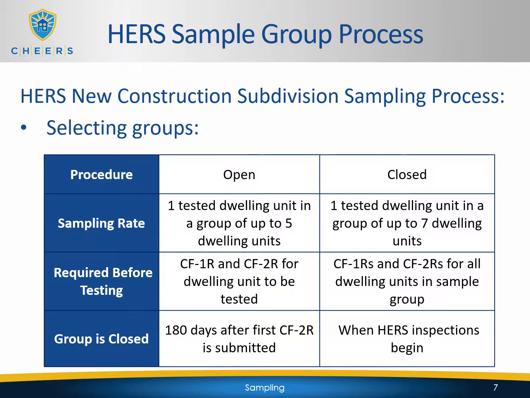Now for closed groups, you cannot add any additional. You can't start off with 5 homes where you have all of the CF1Rs and CF2Rs, do your test, and then add additional dwelling units to that group. This group will be closed as soon as the HERS inspections begin, which means you cannot add or remove any dwelling units from that group once you've started your inspections.